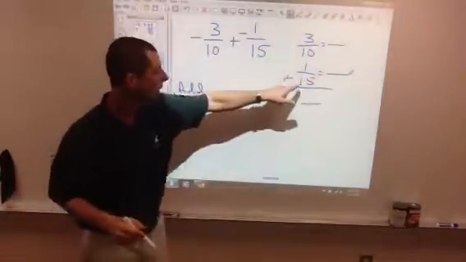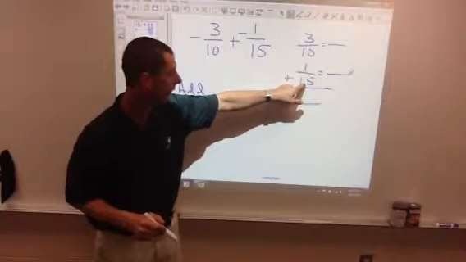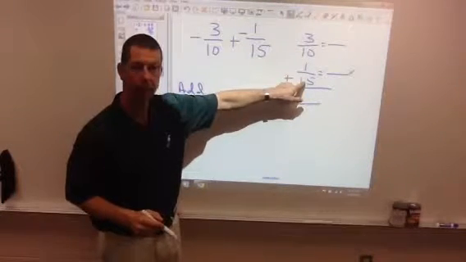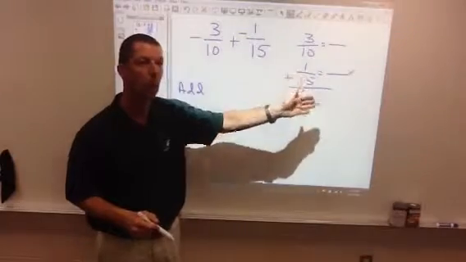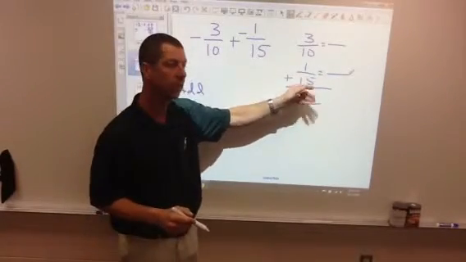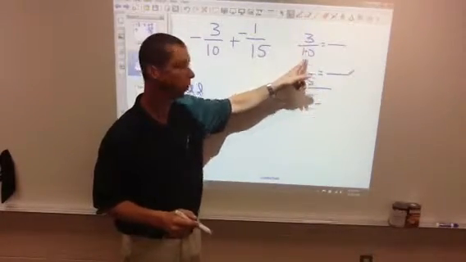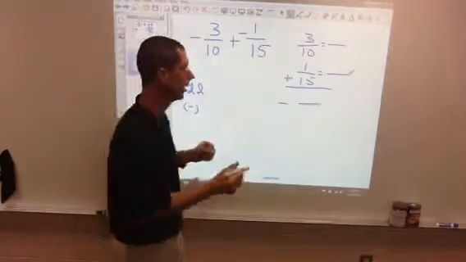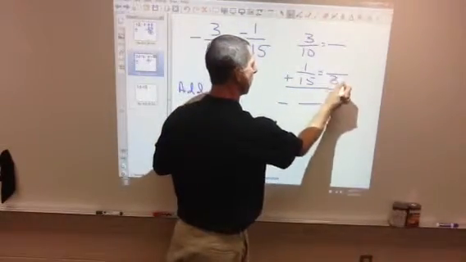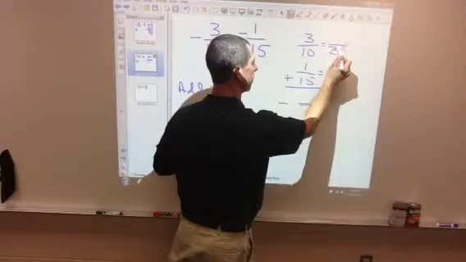Alright, so I start with the larger of the two denominators, 15. Does 10 evenly go into 15? No. So let's count by 15. So 15 times 2 would be 30. Does 10 go into 30 evenly? It does, so that's going to be our common denominator, 30.